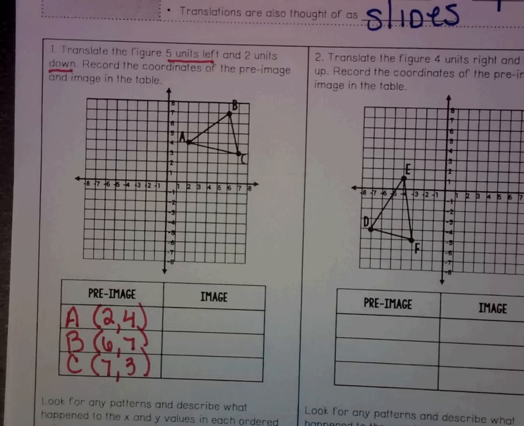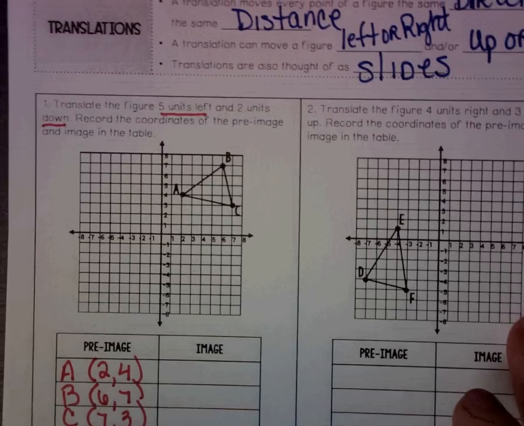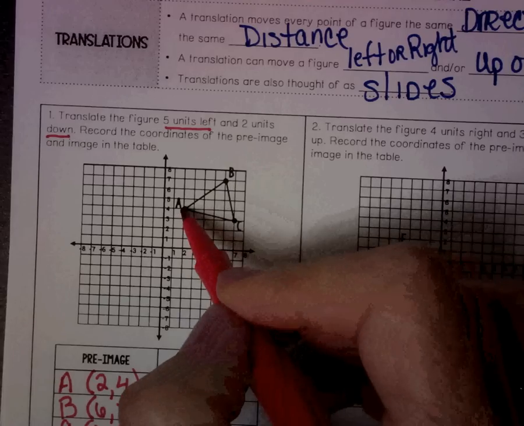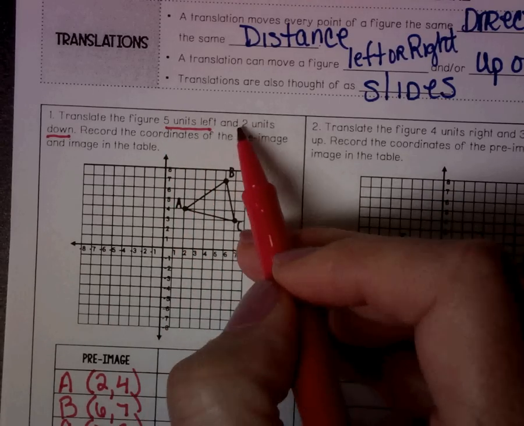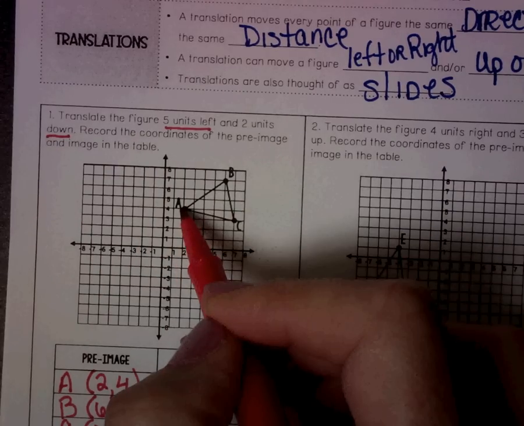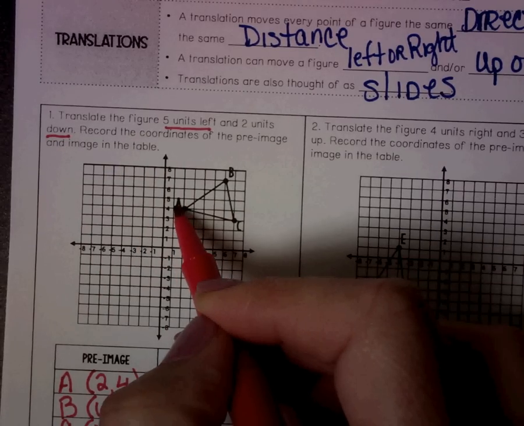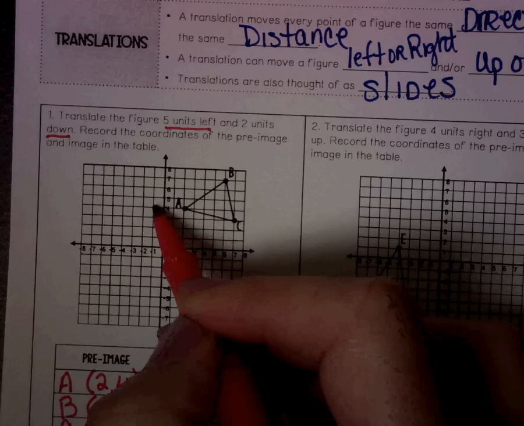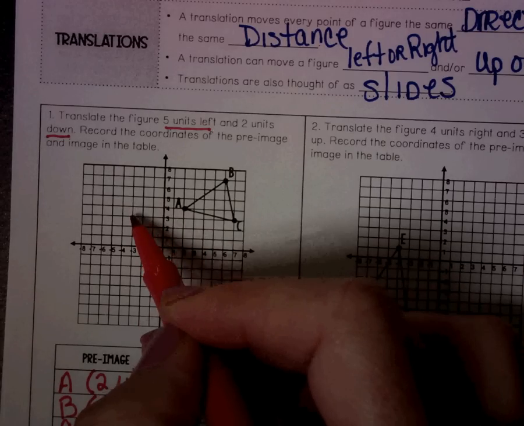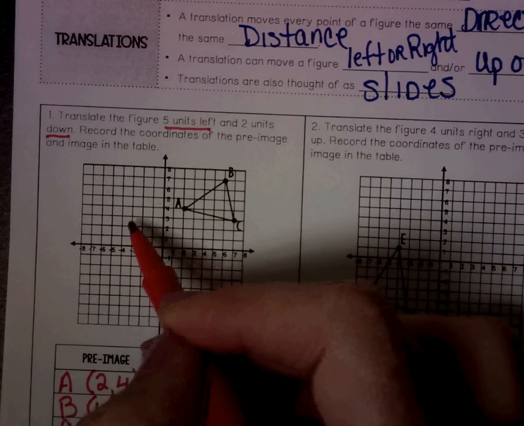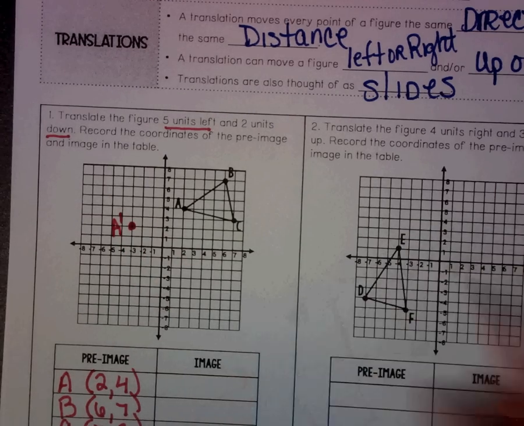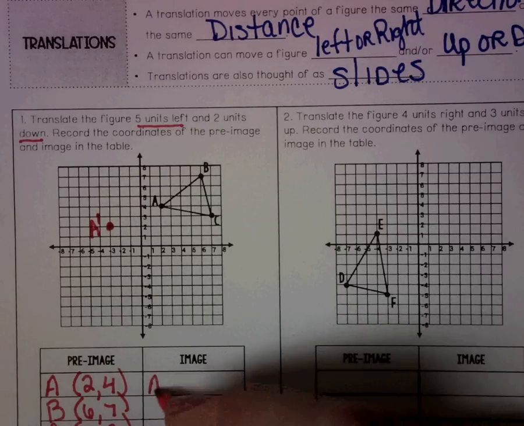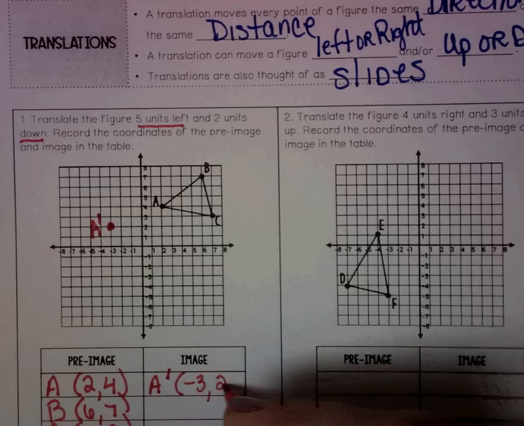Okay, now let's look at translating or sliding our figure. So I'm going to go to point A. It told us to go 5 units left and 2 units down. So I'm going to start right here. I'm going to go 5 left, 1, 2, 3, 4, 5, and 2 units down, 1, 2, and put a point. That is going to be our new A prime. If you want to go ahead and write that coordinate down, let's do that. A prime is now at (-3, 2).